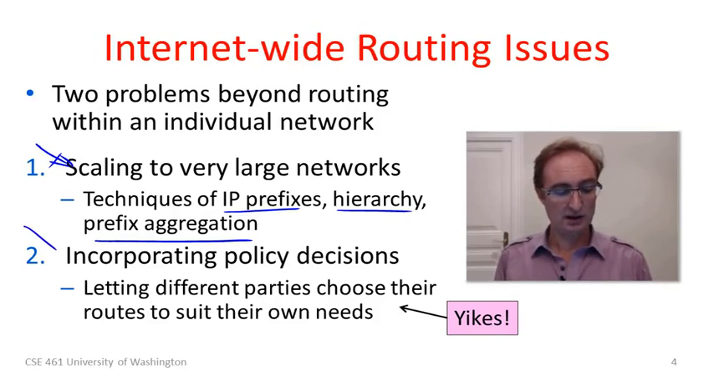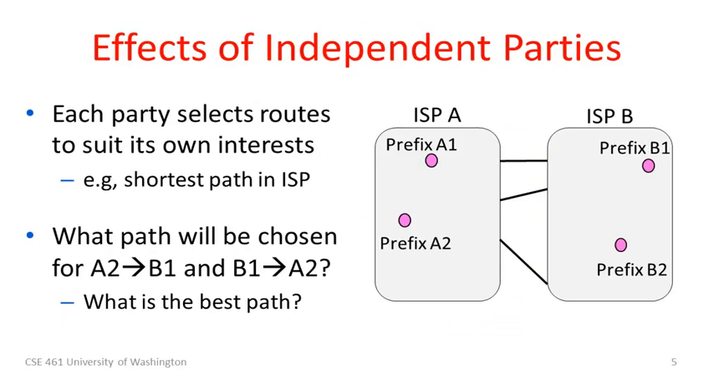The issue we're going to look at in this video is the other major problem, and that's incorporating into the routing decisions the fact that there are multiple different parties, and those parties can make their own policy decisions. Different parties, for instance, might care about different things and want to choose their routes in very different ways to suit their own needs. This is the big complicating factor that we'll look at. It's really quite interesting. Let's just take a look at some of the effects you can get.